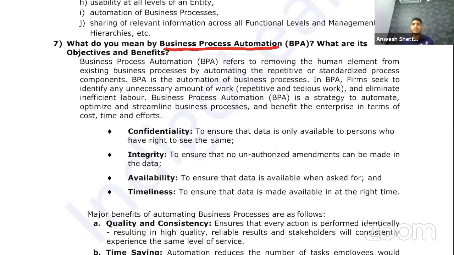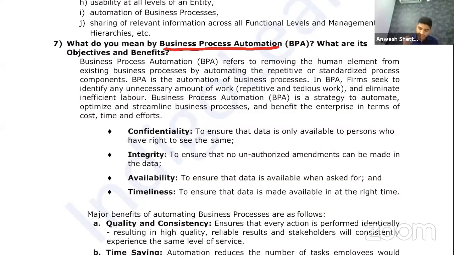Same example could be your railway ticket booking, or your bus ticket booking, your flight ticket booking, your accounting, everything is automated. That is why it is important that students need to learn how these processes are automated. Okay, now let's go and read the answer.